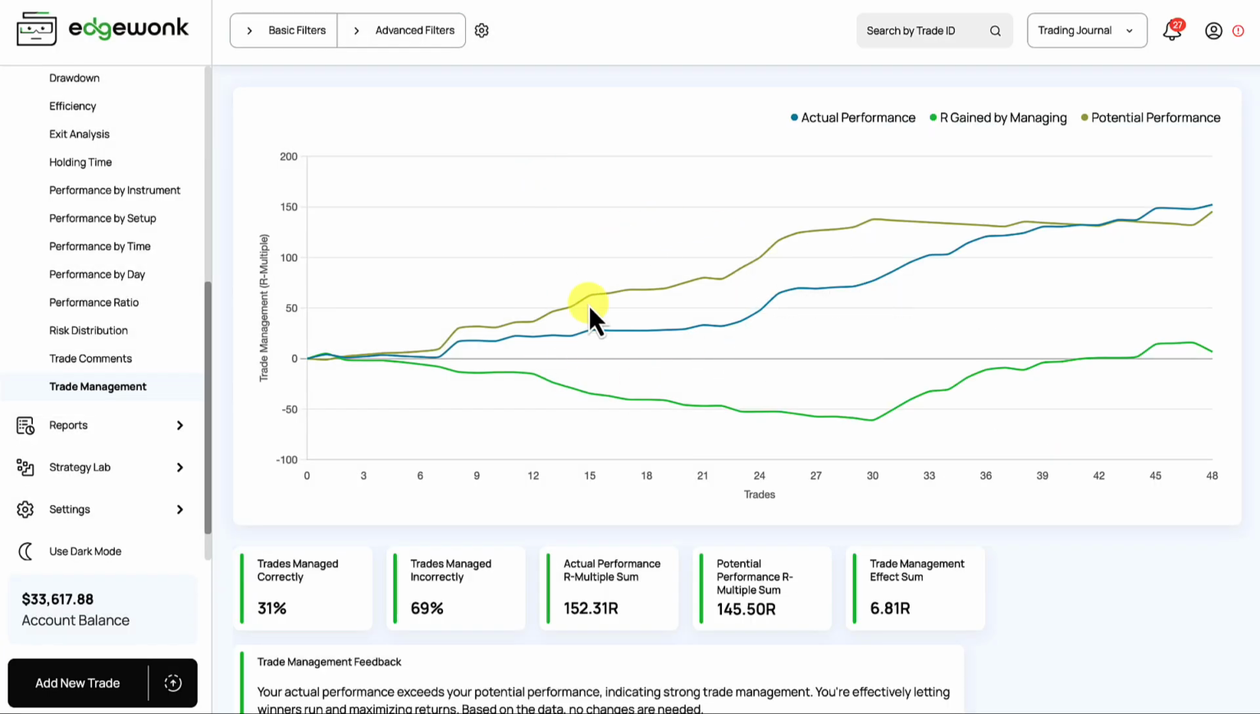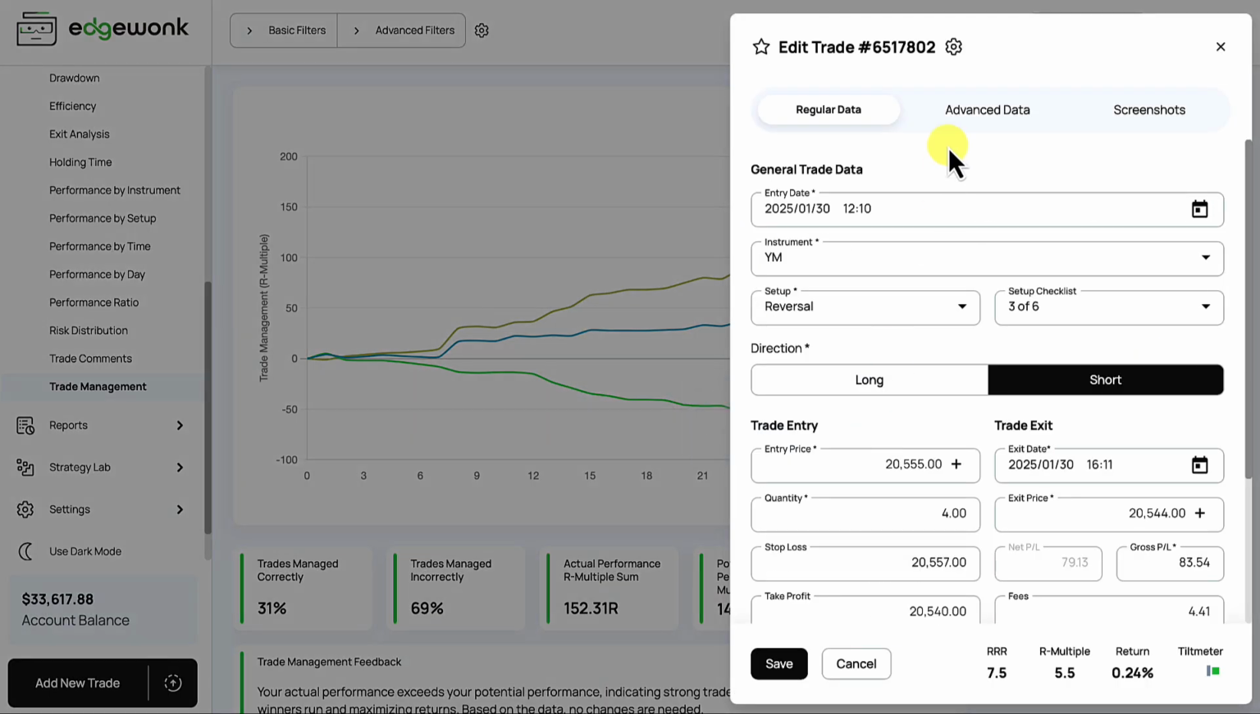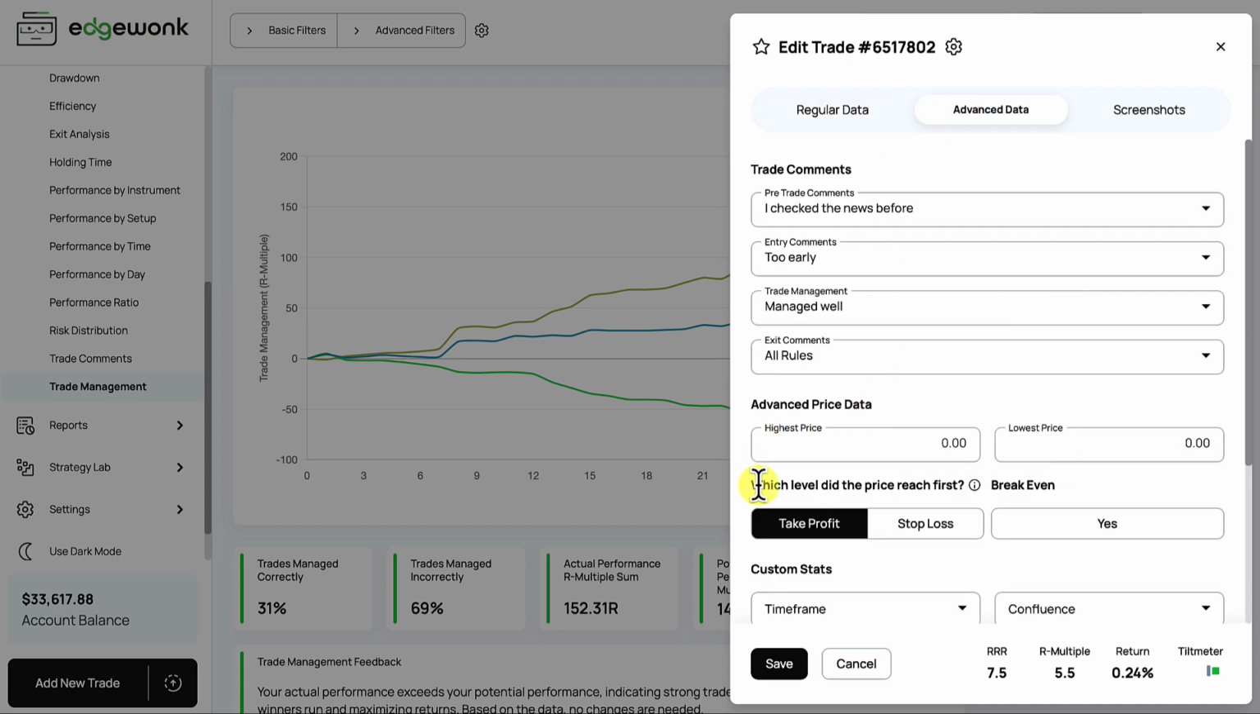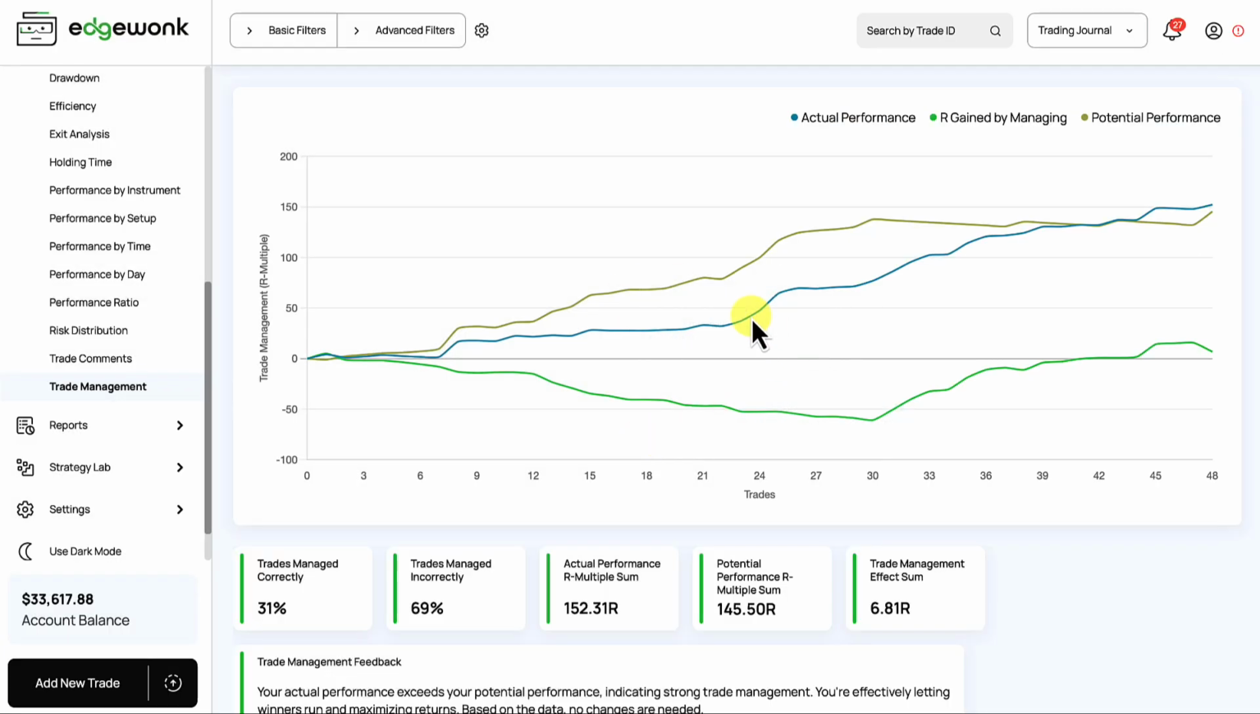And by the way, to activate this feature, all you need to do, as I've shown you in the beginning, is go to advanced trade data and tick here either take profit or stop loss. Once you have done that, this will activate the trade management graph for you. So it's just one little input, but you are gaining a lot of additional insights in your trading. And this feature is invaluable for new and struggling traders.